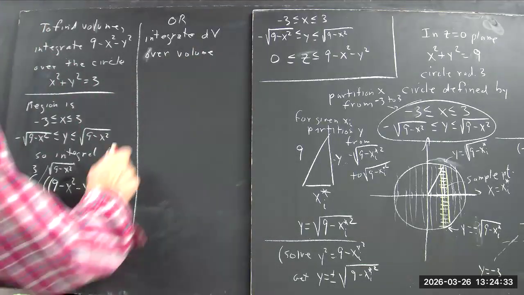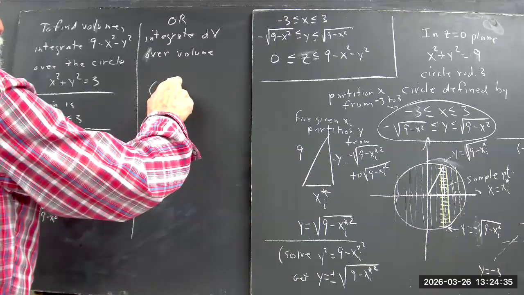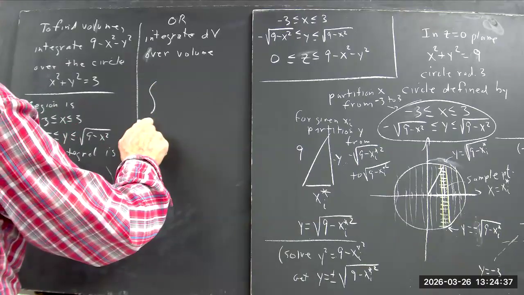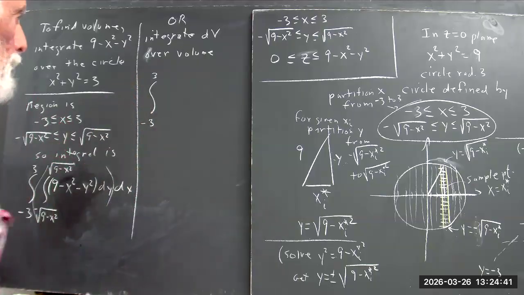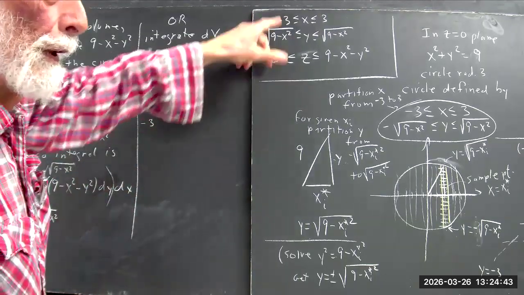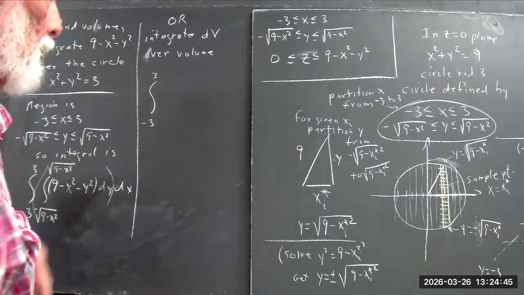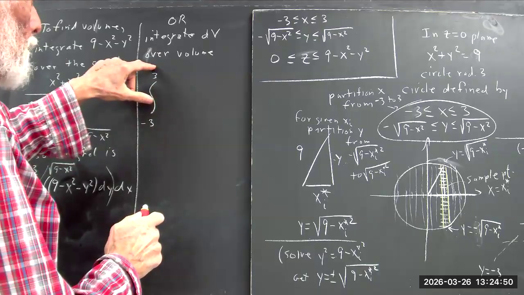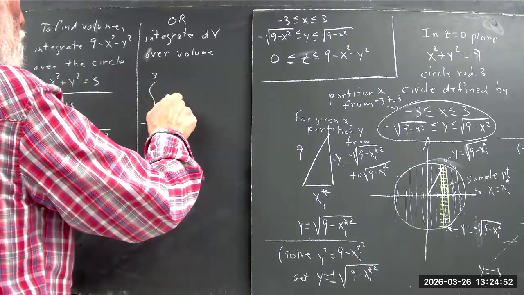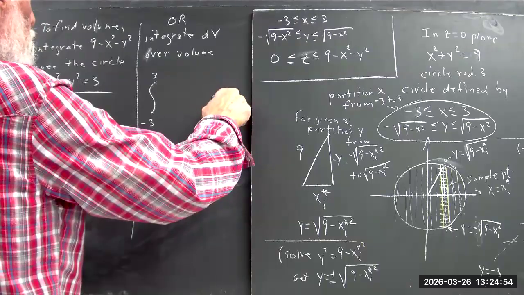Integrate dV over the volume. That integral is going to go from -3 to 3 because of this. Right here is exactly what you need to write out the limits on this integral. X goes from -3 to 3. So we'll say -3 to 3 is with respect to x.